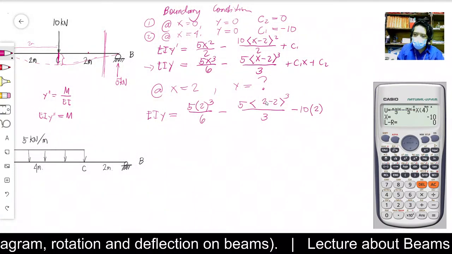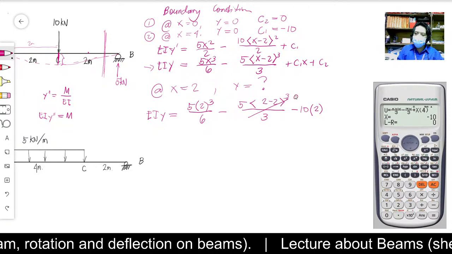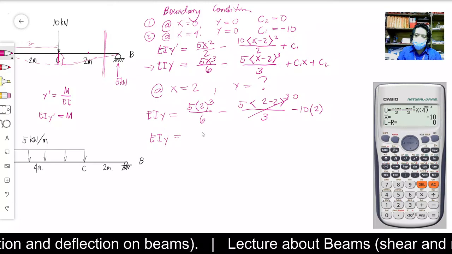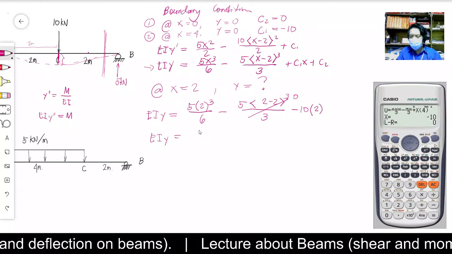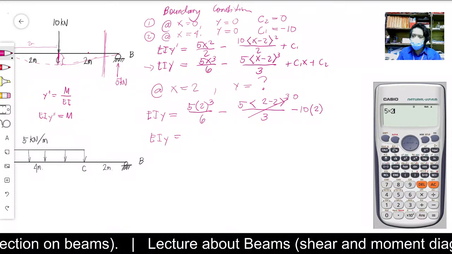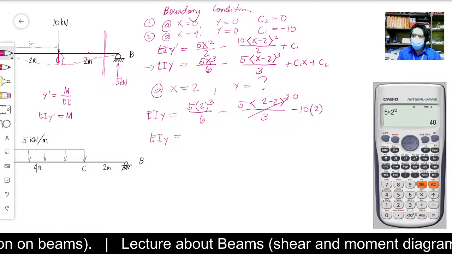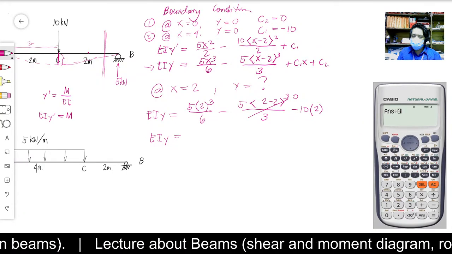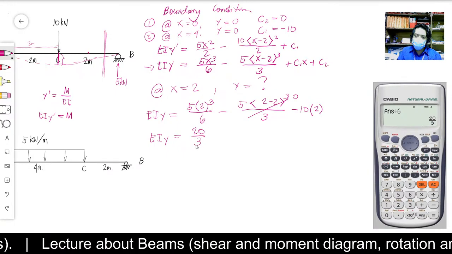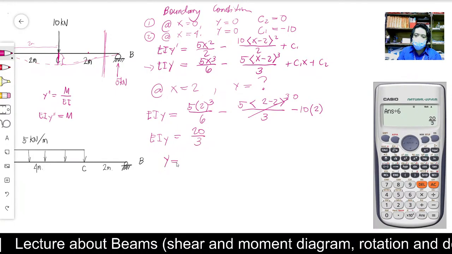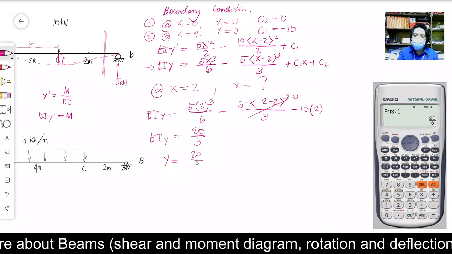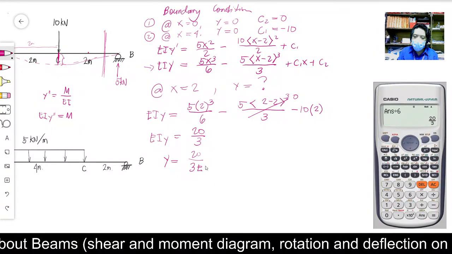And this is also 0, right? 2 minus 2 is 0, so that also becomes 0. So, your EIy is equal to 5 times 2 cubed, which is 5 times 8, divided by 6. That is 20 over 3. So, therefore, the deflection at point C, your y, is equal to 20 over 3 EI.